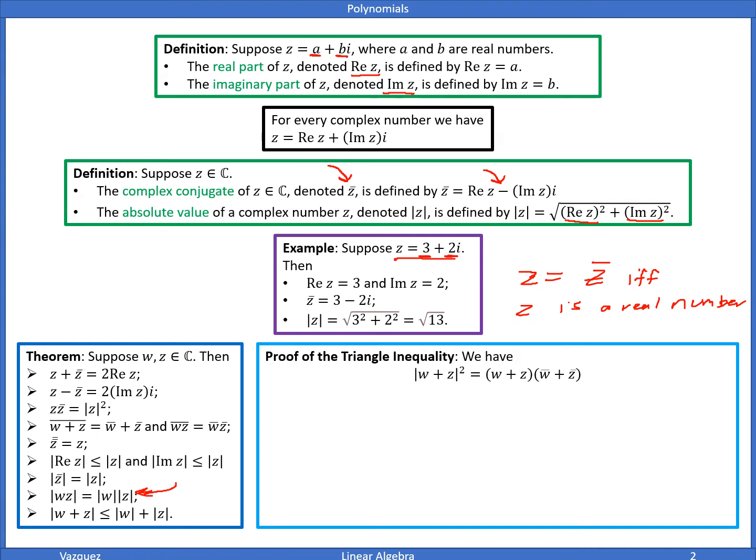First off, we have that the absolute value of w plus z, squared, is equal to w plus z times the conjugate of w plus the conjugate of z.